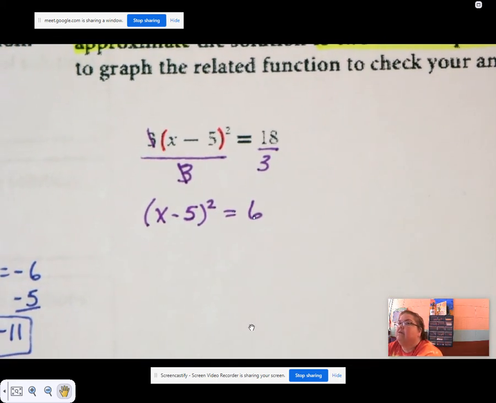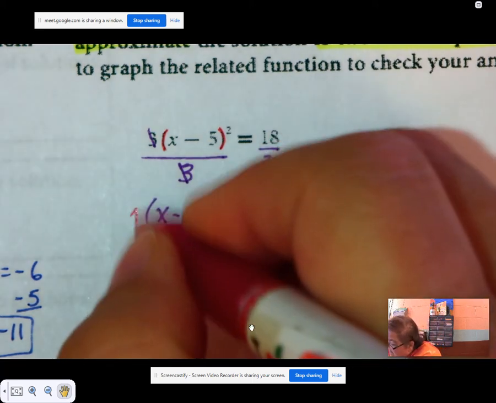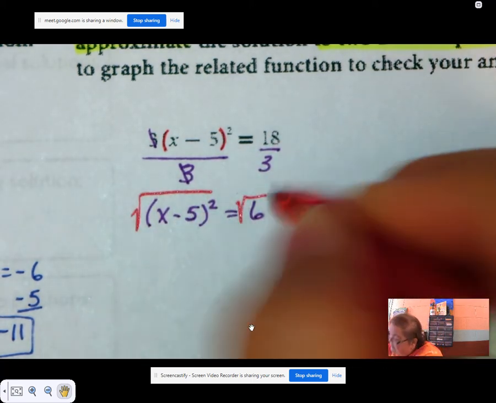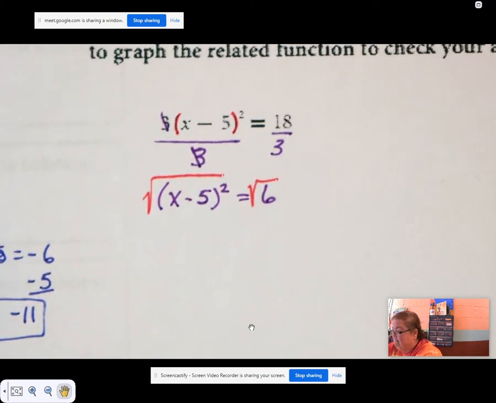Questions? Okay. Now I can get rid of that square. How do I get rid of squares? Root them is exactly right.